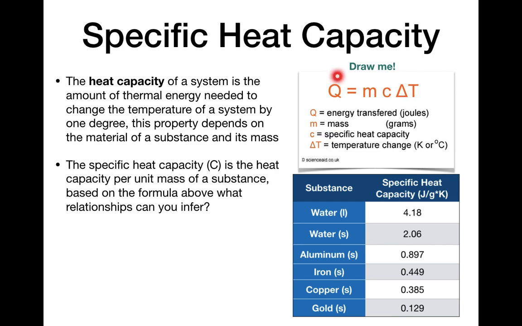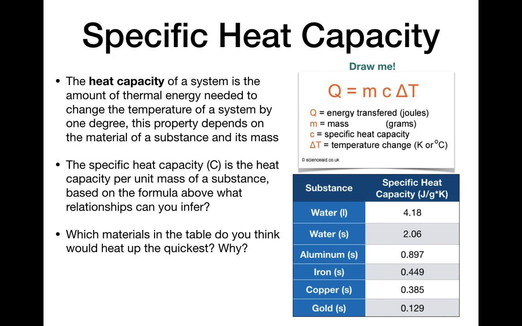Well, you can see the energy is directly proportional to mass, heat capacity, and change in temperature. So as mass increases, so will energy. As heat capacity, specific heat capacity increases, so will energy. As change in temperature increases, so will energy. But they're all proportional. There's nothing being divided. It's a pretty straightforward formula.